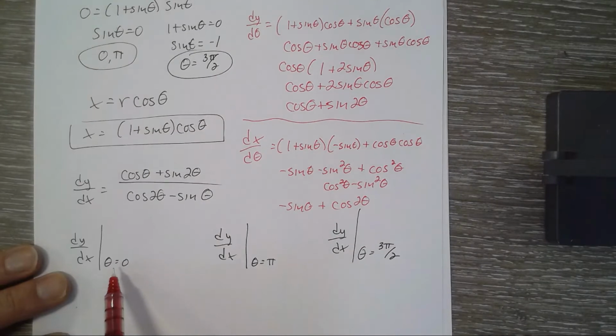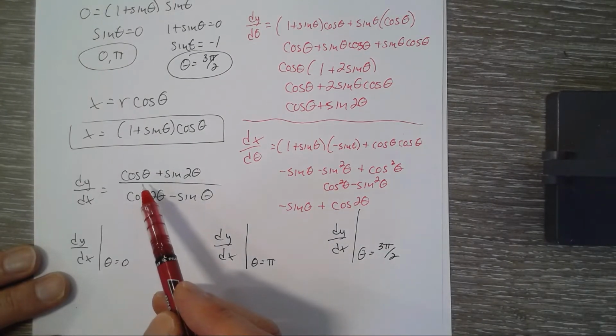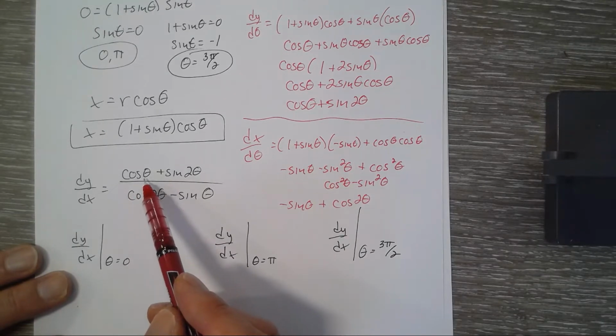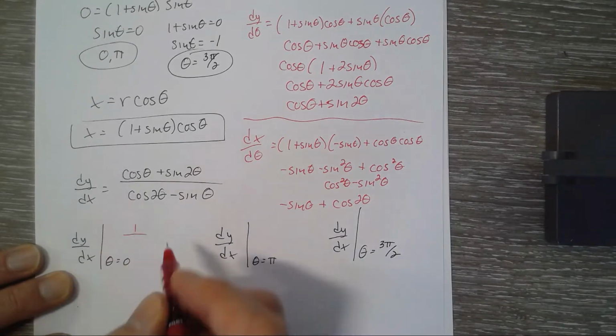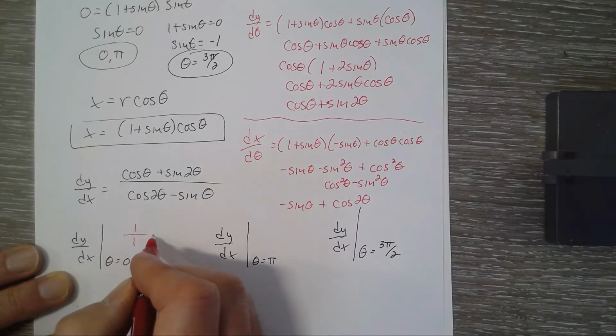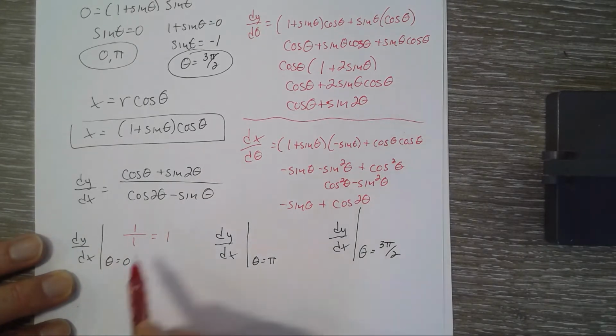So what's the slope? If I plug in 0 for theta here, I get cosine of 0, which is 1, plus 0, so we get 1 over cosine of 0, 1 minus 0, so 1 over 1, so we have a slope of 1. Alright, so at theta equals 0, the slope is 1.